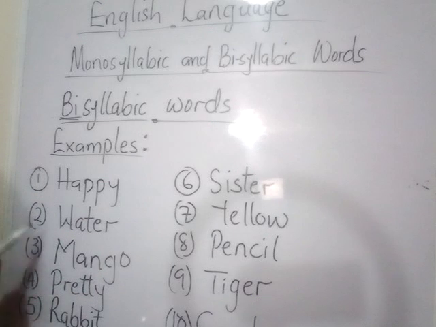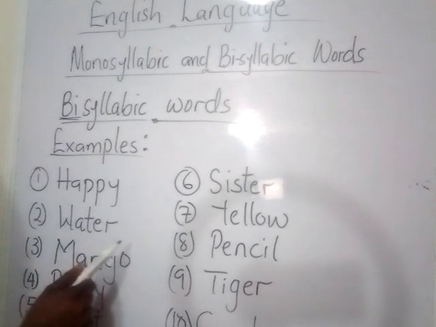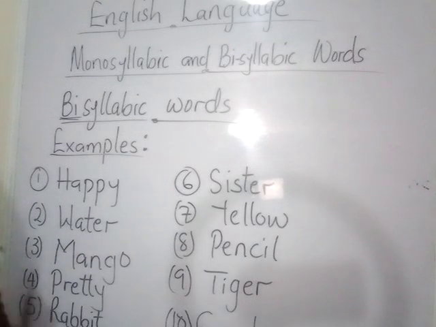The second example here is water. Wa is one syllable. Ter is a second syllable. Water. The third one is mango. Man is one syllable. Go is a second syllable. Mango. The fourth one is pretty. Pre is one syllable. Ty is another syllable. So we have two syllables. Pretty.